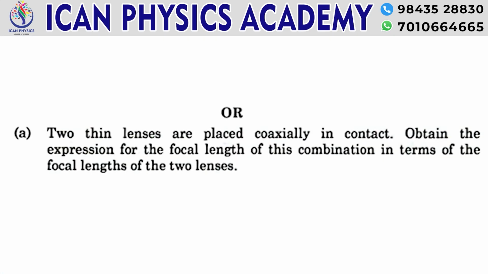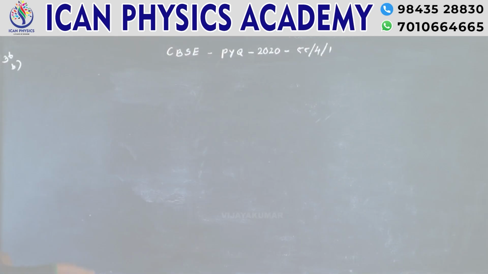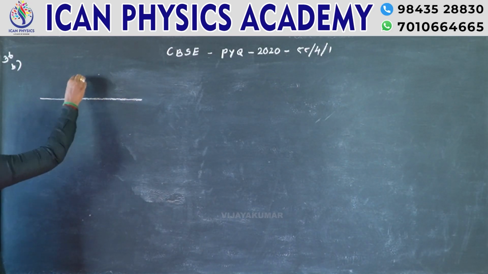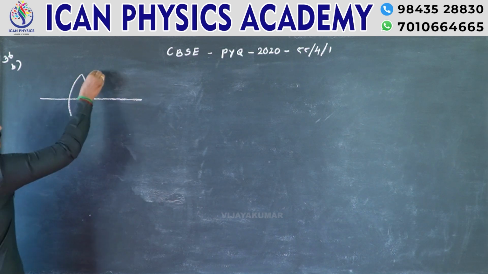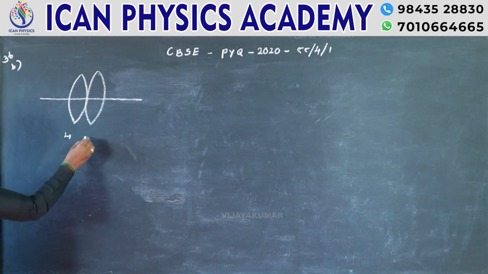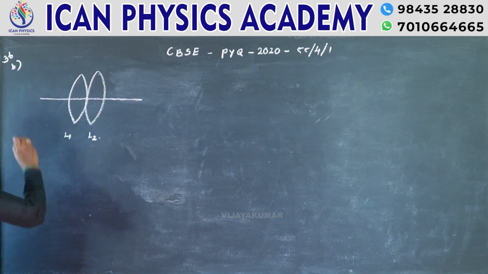Okay, so 36B. Two thin lenses are placed coaxially in contact. Obtain the expression for the focal length of this combination in terms of the focal length of the two lenses. So two convex lenses are placed coaxially in contact. Now it will be lens 1 and lens 2.